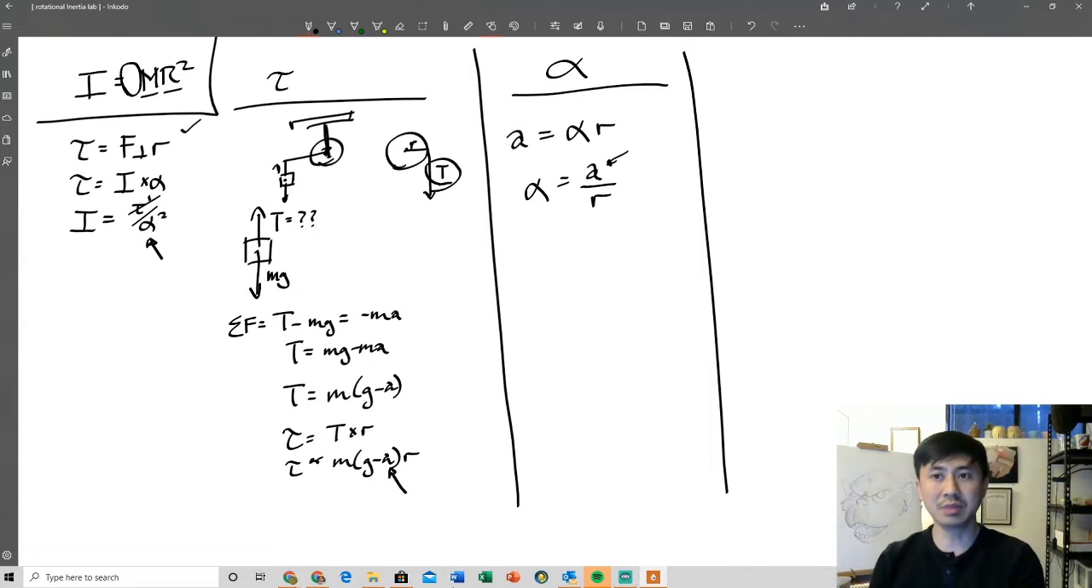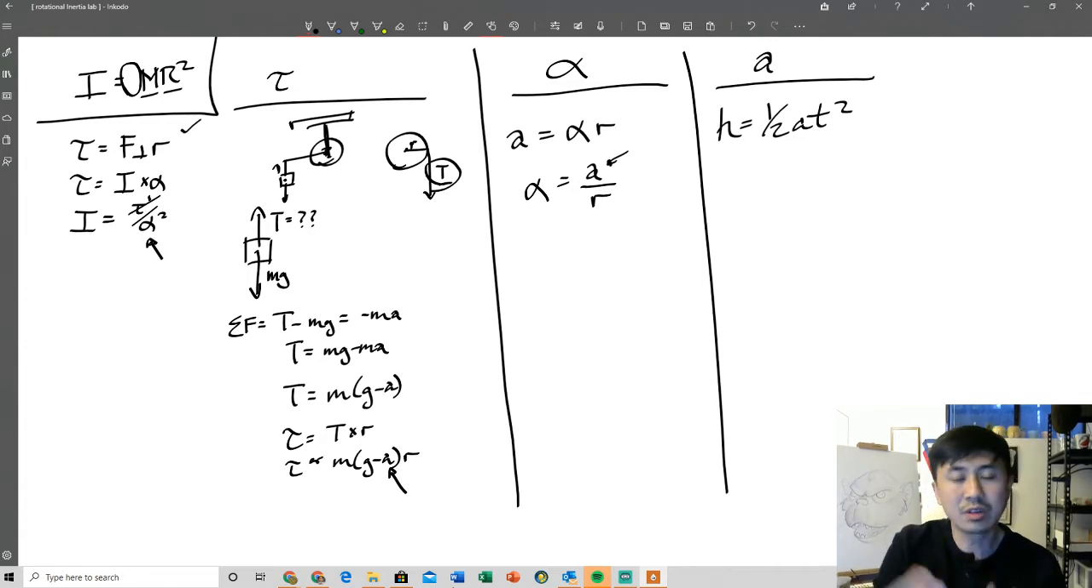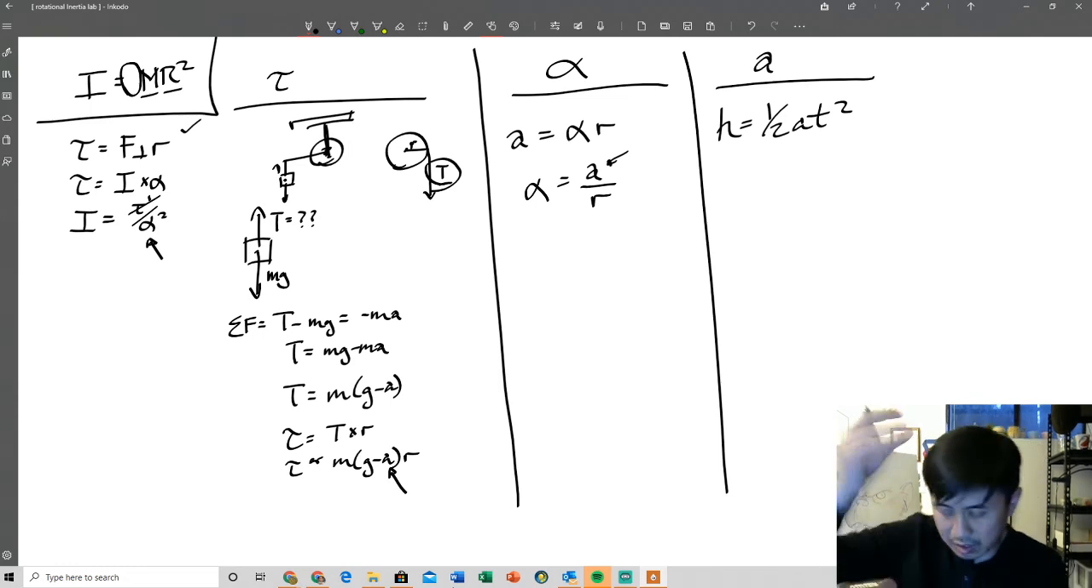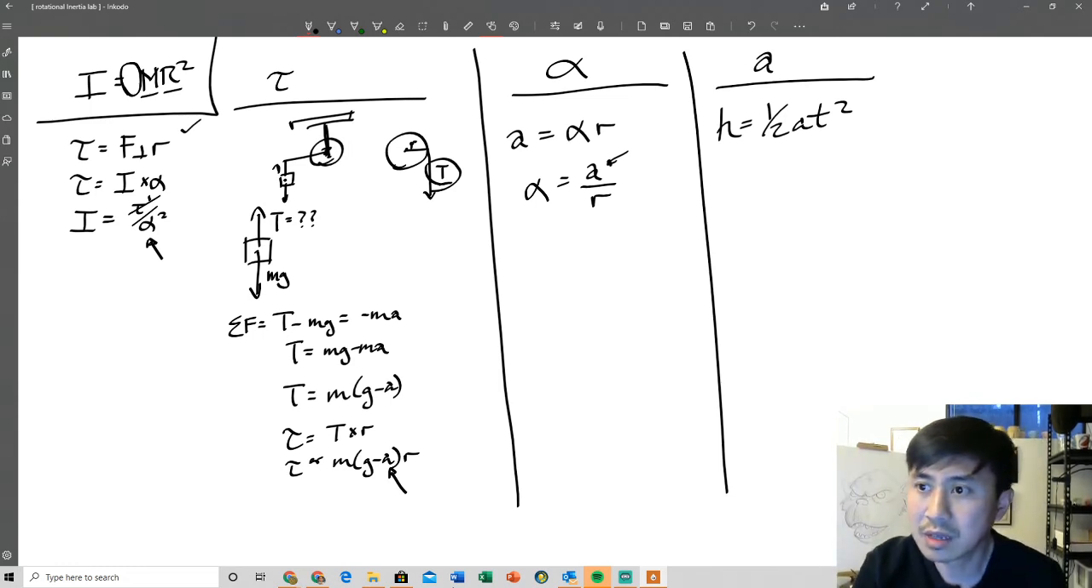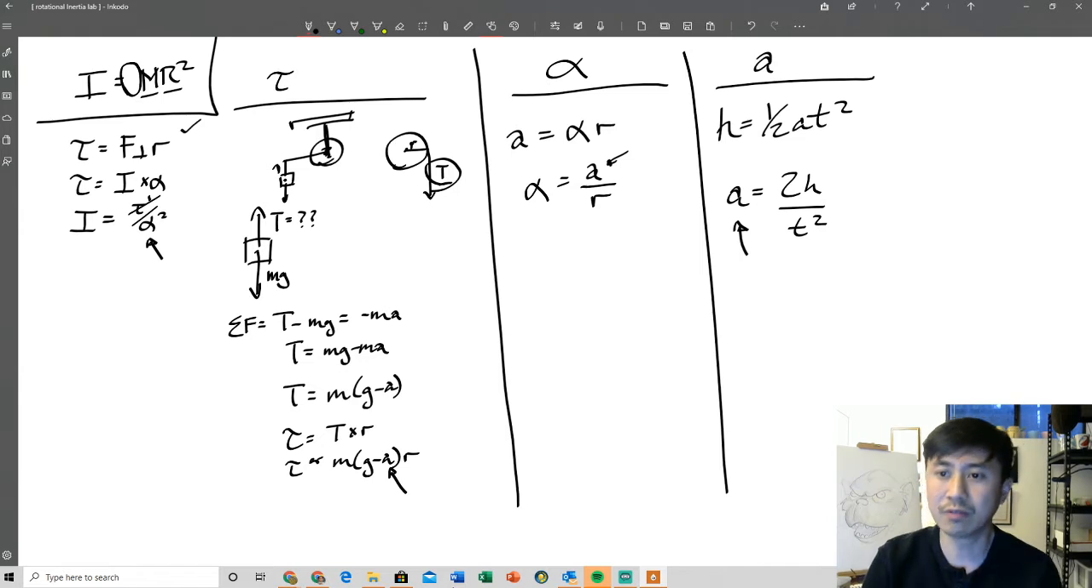So that's our last bit. We need to find the tangential acceleration. If we recall our old school kinematics equation, distance is equal to 1/2 at squared, especially since the initial velocity is 0, which it was. The mass wasn't moving, and then you let it drop. So that means a is equal to 2h divided by t squared. That will solve for a.